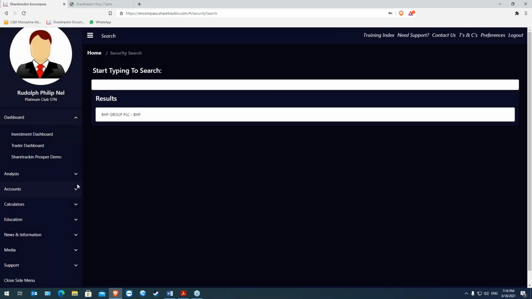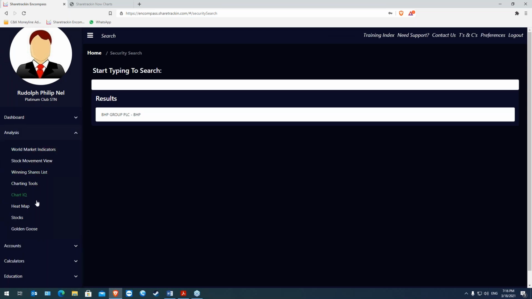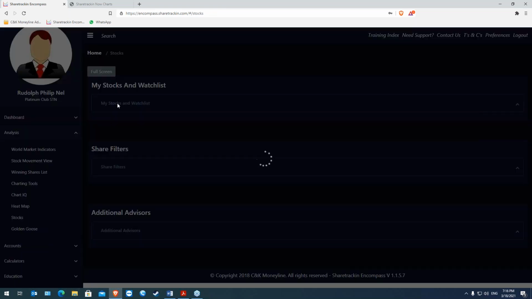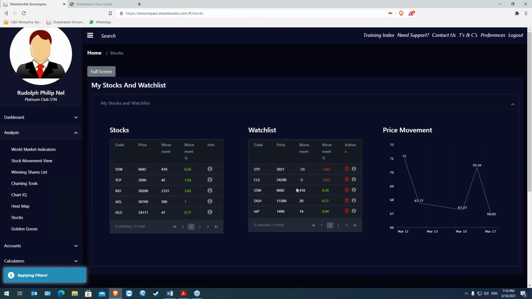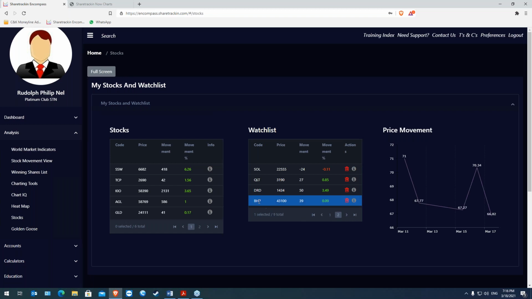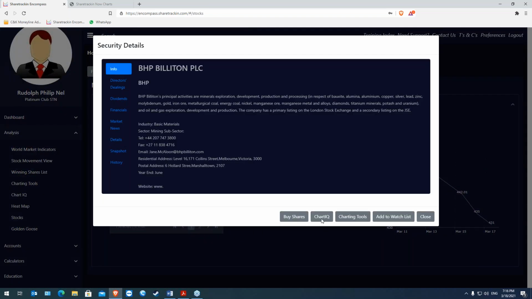Now, where do I find my watch list? That's easy. We go to accounts, analysis, and then we go to stocks, and there where it says my stocks and watch list, that's where I find my watch list. Obviously I've already added a few, but if I go to page 2, BHP would be right at the bottom. If I want to analyze a share again, I just go to Charts IQ, or I click on the eye icon next to it, and then go to Charts IQ, and I can analyze it again.